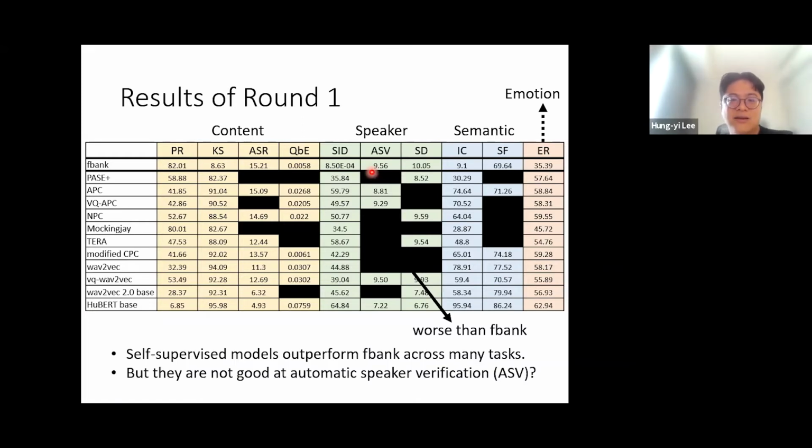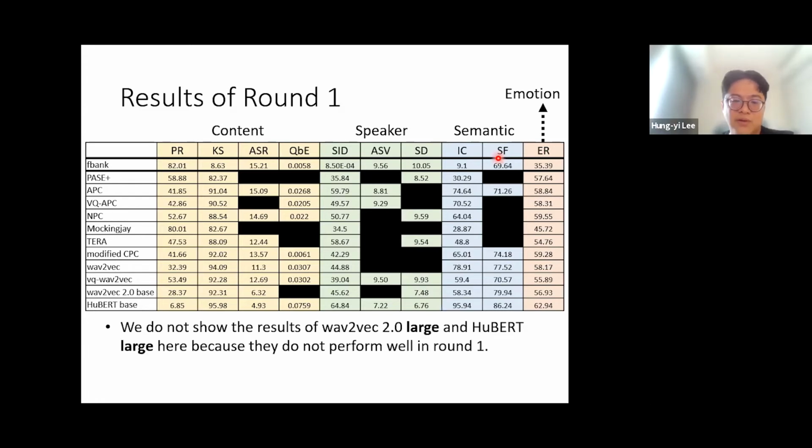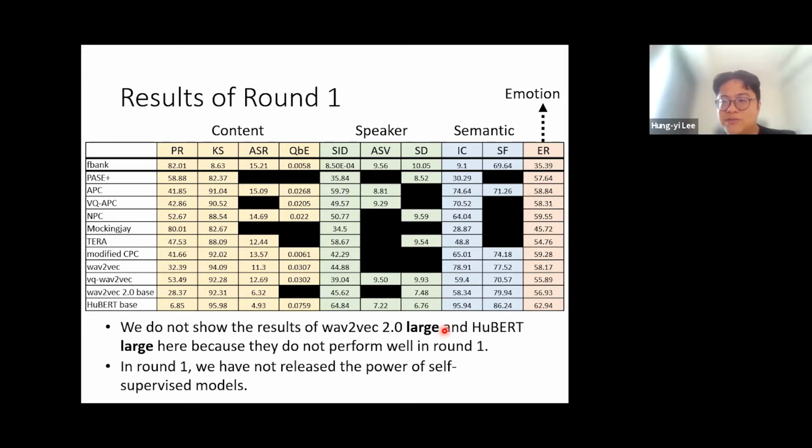And we can find that the upstream model is helpful in many different cases, but it looks like the upstream models struggle in some tasks like ASV, which is automatic speaker verification, and SF, which is spoken slot filling. There are still some tasks which make the self-supervised model struggle a little bit. And we do not show the result of large models. Here we only show the smaller wav2vec model and the smaller HuBERT model. This is because we found that large models actually perform poorly in round one. So it looks like in round one, we do not fully leverage the power of the self-supervised model.